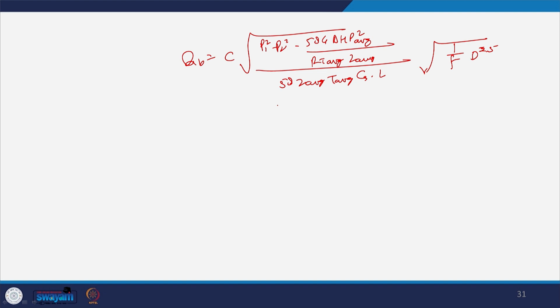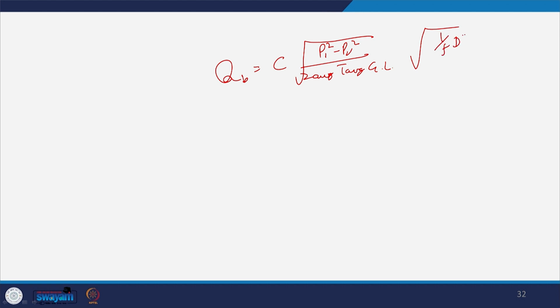Now, if the pipeline is horizontal or delta H is insignificant compared to the value of P1 square minus P2 square, so P1 square minus P2 square is greater than 58 G delta H P average square upon R T average Z average, then the elevation term is omitted and the final equation becomes QB is equal to C, P1 square minus P2 square upon Z average T average G L, 1 upon F d to the power 2.5.